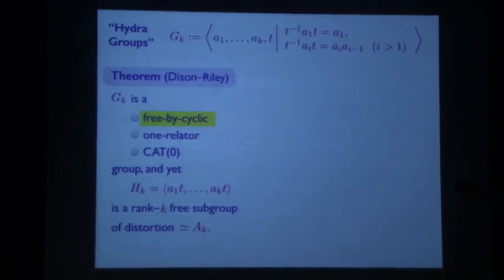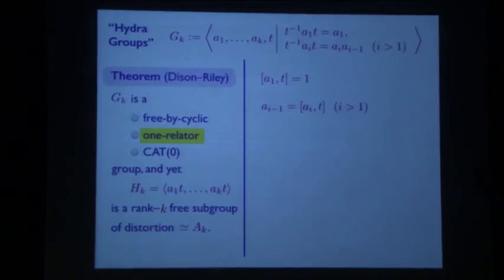So let me just go through these again. Free bicyclic, that's just how I've given it to you. It's a free group on A1 through AK, semi-direct Z which is generated by this T, and this is how the semi-direct product works. This is describing a free group automorphism. It's a one-related group. Well, that means it can be presented with a single defining relation. Well, that's not how I've given it to you here.